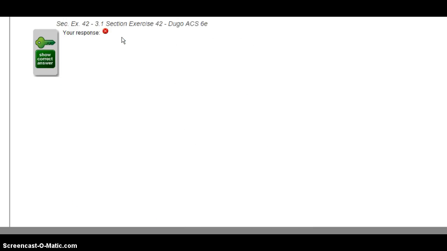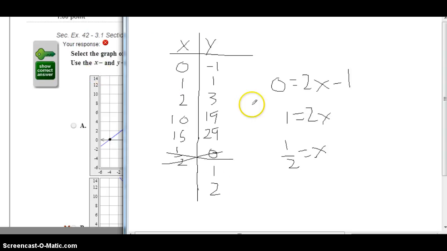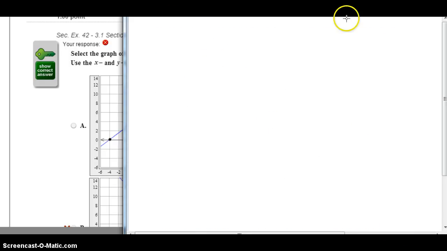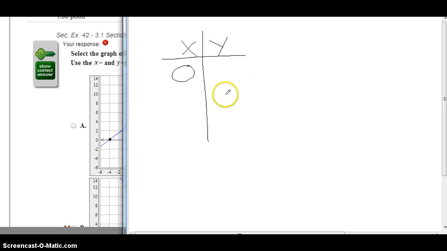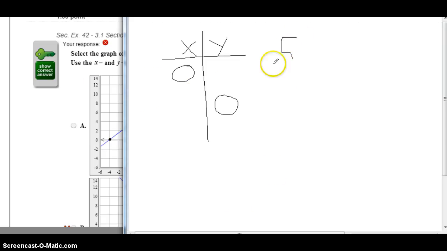For number 56, we're trying to graph this. It tells you to use the x and y intercept, and that is the best method to graph here. Similar to what we just did. When x is 0, that's going to give us the y-intercept, and when y is 0, that'll give us the x-intercept. So just plug a 0 in here for x. 5x plus 6y equals 60.